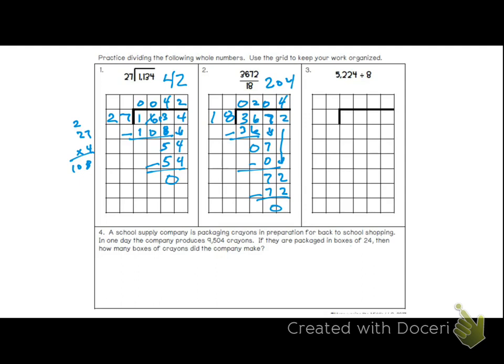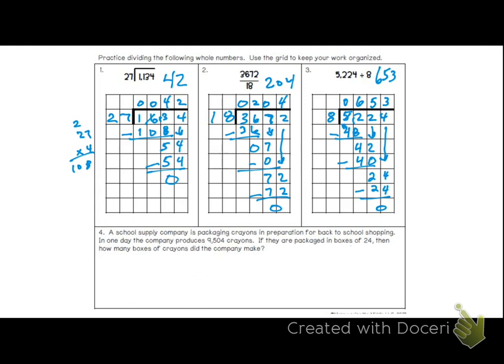Last practice on this one. 5,224 is my dividend. It goes inside. It's being divided by my divisor of 8. So 8 will not go into 5, but 8 will go into 52. 8 times 5 is 40. 8 times 6 is 48. That works out for me. So 6 times 8 is 48. Subtract. I get a remainder of 4. Bring down my 2. 8 will go into 42 5 times, because 5 times 8 is 40. And I get a remainder of 2. Bring down my 4. 8 goes into 24 3 times, and I get a remainder of 0. So my final answer will be 653.